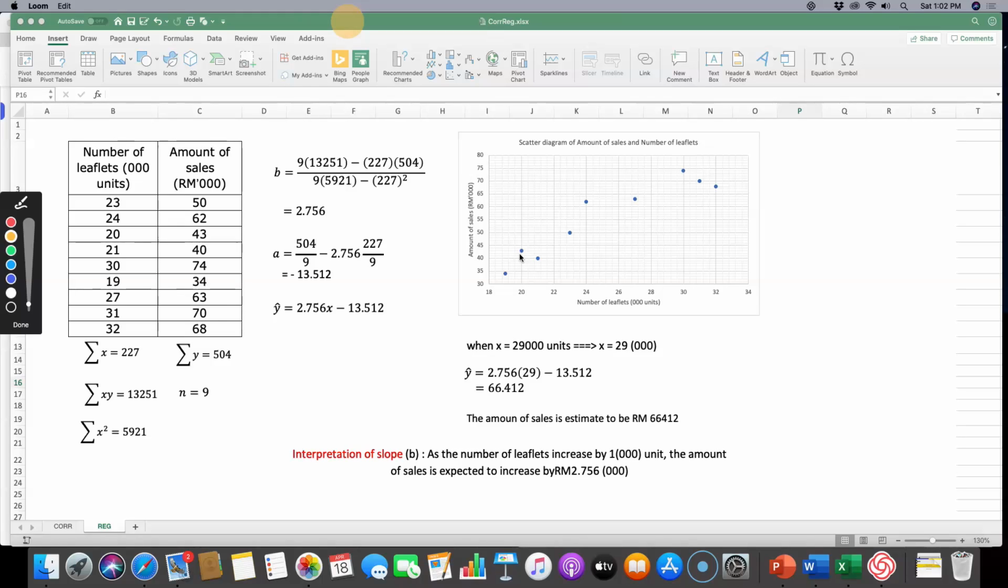Another one will be when x equals to 35. It should be here. My y will be 83. So it will be like this. Make sure you draw using a ruler.